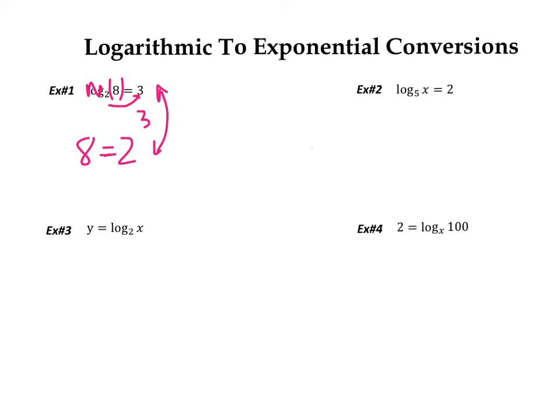Let's try another one. Let's take this 5, push it up. We have 5 to the second power equals x, and this log disappears. We do the same thing over here, but now see how it's a little bit reflected. We can move this 2 to the other side. So 2 to the y equals x. This log disappears.